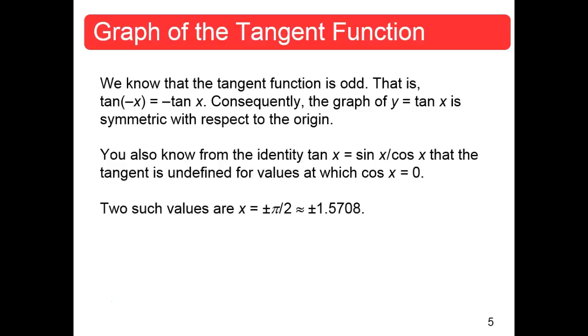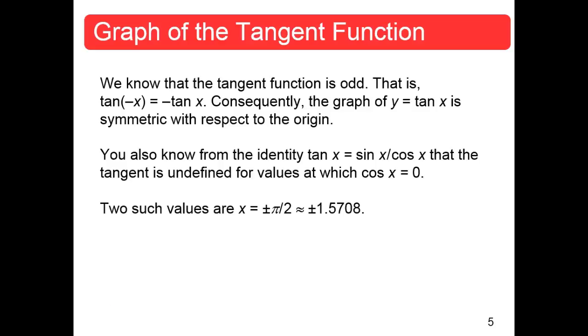Now, what is your angle there? Up here and down there. Yes, pi halves and 3 halves pi. So it's your half pi's. Cosine is 0 at the half pi's. Two such values are positive pi halves and negative pi halves, positive 1.5708 or so, and negative 1.5708 or so. Those are the places where your cosine is 0. Therefore, those are the places where tangent is undefined, and where tangent is undefined, you have a vertical asymptote. So that's usually a good place to start in graphing your tangent function.